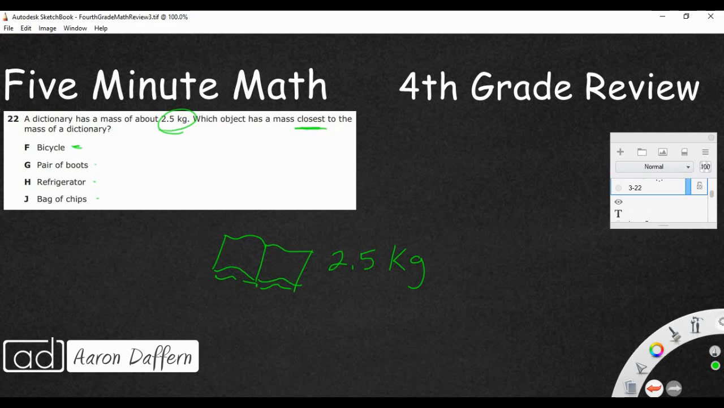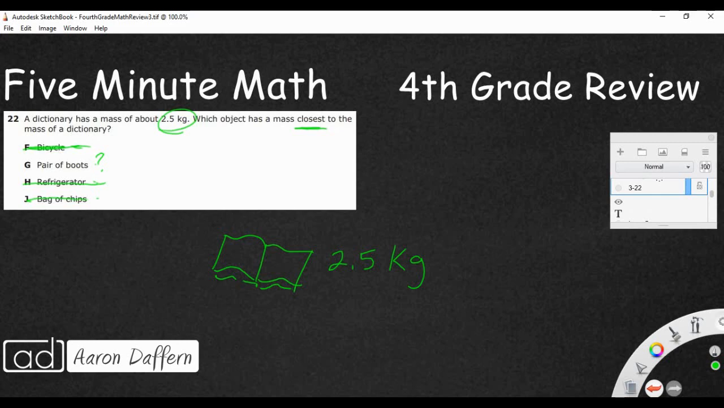Bicycles are extremely big and it's going to have a lot more mass. I'm thinking this pair of boots, depending if they're not super heavy boots, but that could be about the same. This refrigerator, no, not even a mini fridge. A full refrigerator is probably going to have the highest mass of any of these objects. And then I'm going to guess this. They didn't tell you what size of the bag of chips, but even if it's a big bag of chips, I think it's going to have less mass because it's basically filled with air. I'm sure you've all opened up chips. It looks like it's a full bag and only half of it actually has chips in there.